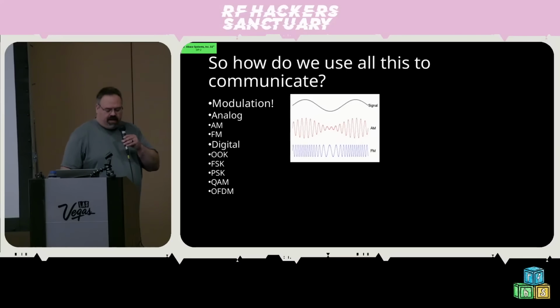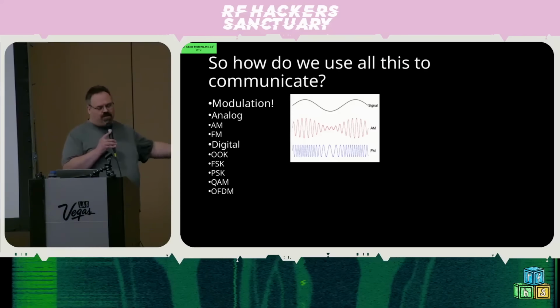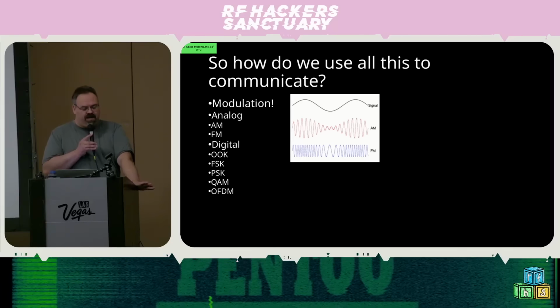Okay, so you've got all these wiggling electrons. How do we make them make sense of something? This is called modulation. And that is how you encode data in a carrier signal.